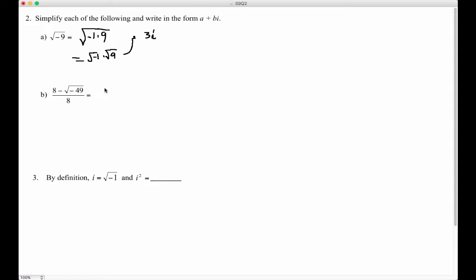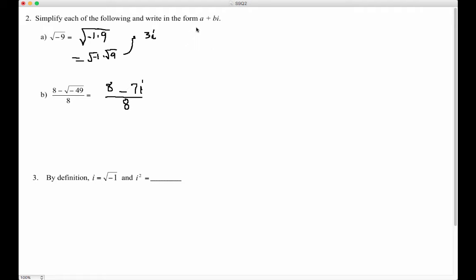Okay, so 8 minus the square root of -49, all divided by 8. Well, we'll go a little faster here now on that square root of -49. We hopefully see that that's 7i. So this is going to be 8, and then we're going to go minus a 7i there. And that's all still over 8.